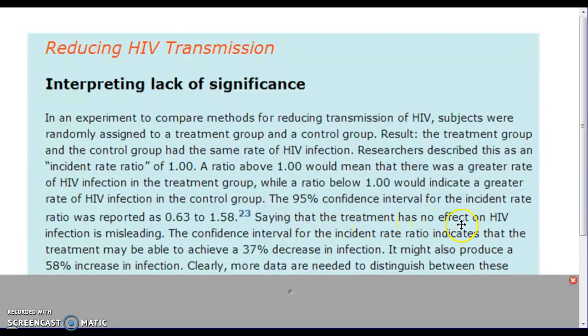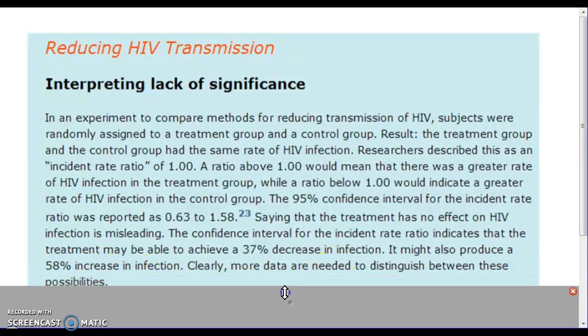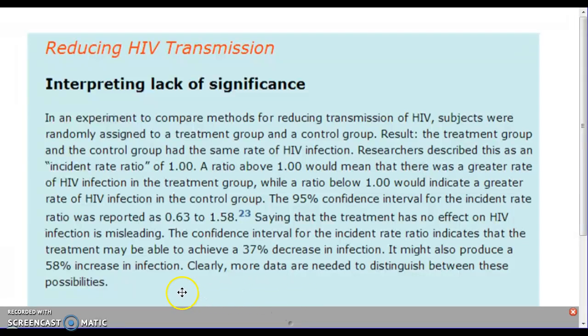Saying that the treatment has no effect on HIV infection is misleading. The confidence interval for the incident rate indicates that the treatment may be able to achieve a 37% decrease in infection, because this is 37% below 1. It might also produce a 58% increase in infection. Clearly, more data are needed to distinguish between these possibilities. So just because they observed no difference does not mean that the study was useless.